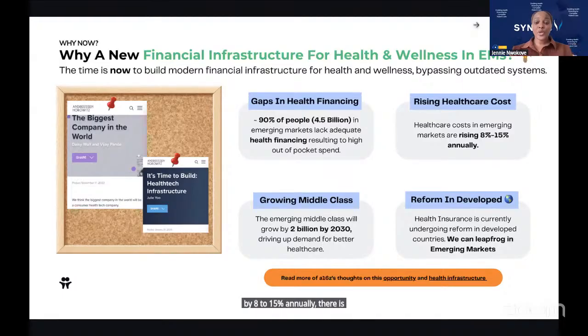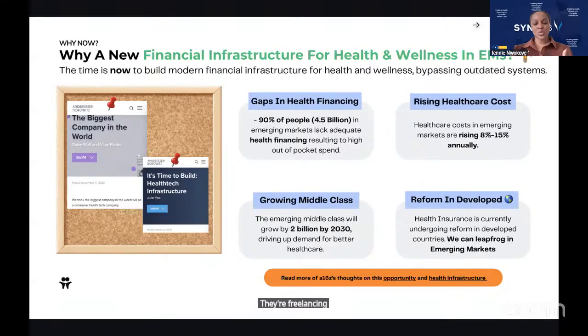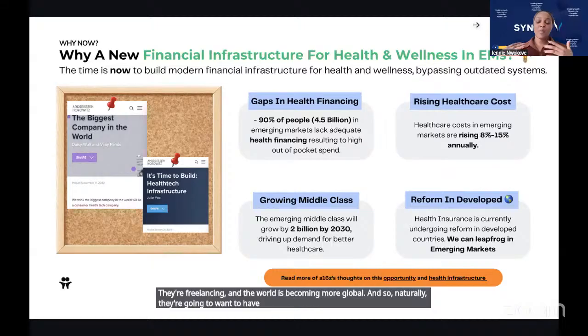There is a growing middle class that is going to demand better healthcare, especially since this middle class is getting all kinds of work, either freelancing, and the world is becoming more global. So naturally, they're going to want good and better healthcare, driving the demand for healthcare. So it's a great opportunity. And there is reform in developed markets. Right now, there is a push for driving health insurance in emerging markets, particularly in Nigeria.